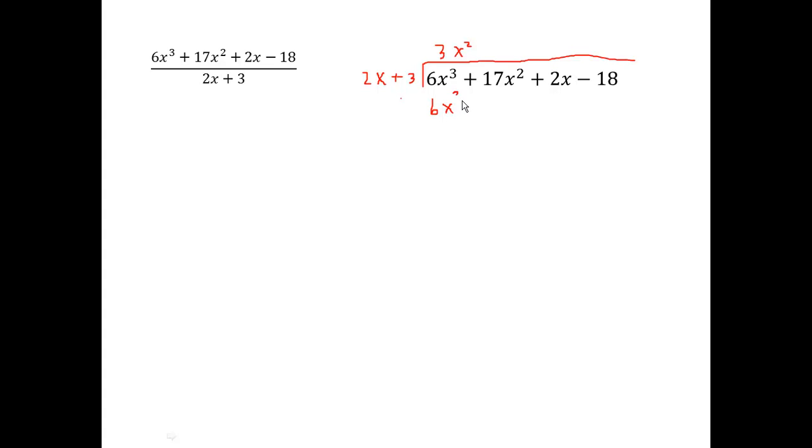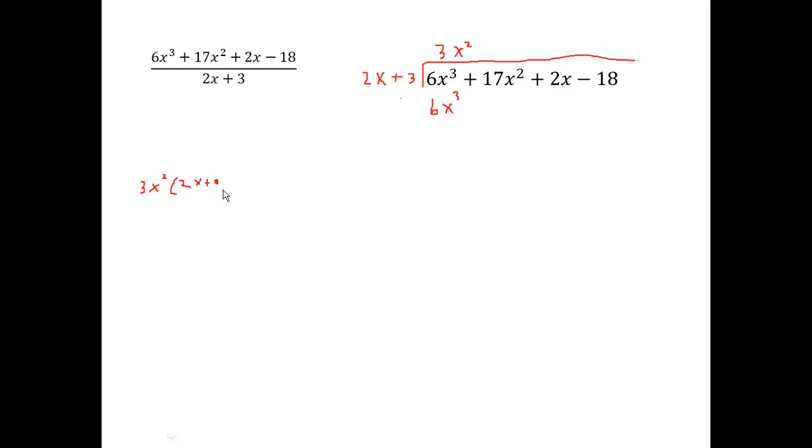Now, you're not done. You don't just move on to subtraction. You still have that 3, because it is 3x squared times 2x plus 3, this whole thing on the left side here. So here's how I think about it. In my head, here's what I'm doing.